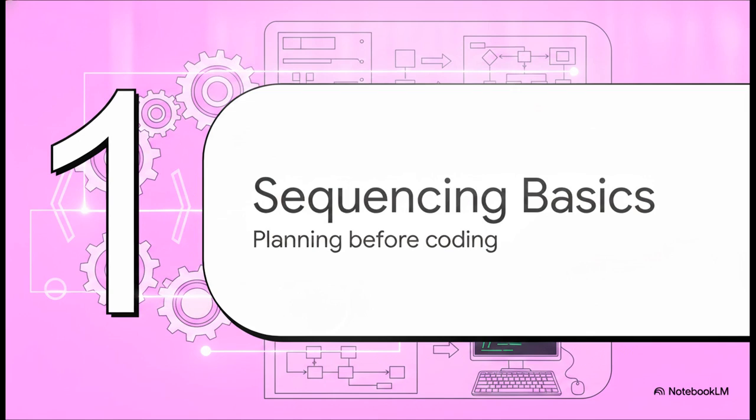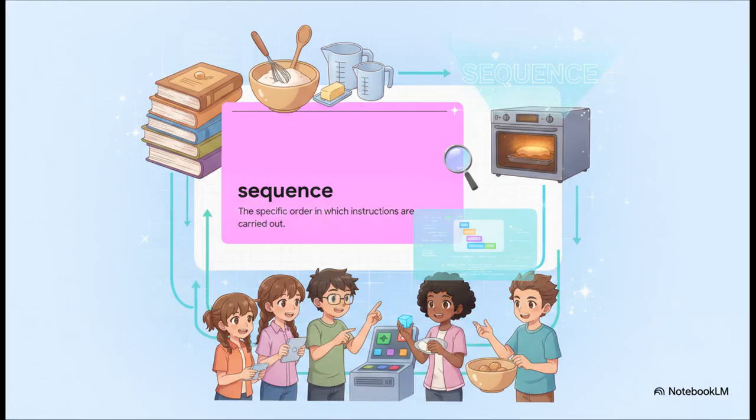It's all about planning before coding. So let's start with the absolute core of computer science, which is actually super simple. A sequence is really just the specific order in which instructions are carried out. Think of it kind of like baking a cake, right? You literally cannot put the batter in the oven before you crack the eggs. Well, computers are exactly the same way. They will do exactly what you tell them to do, but in the exact order you tell them to do it. Practically everything we're doing today basically boils down to getting our sequence right.